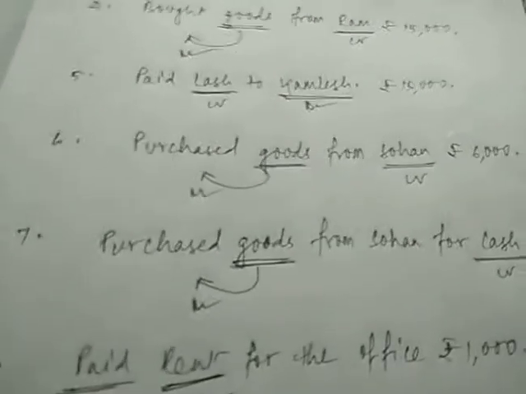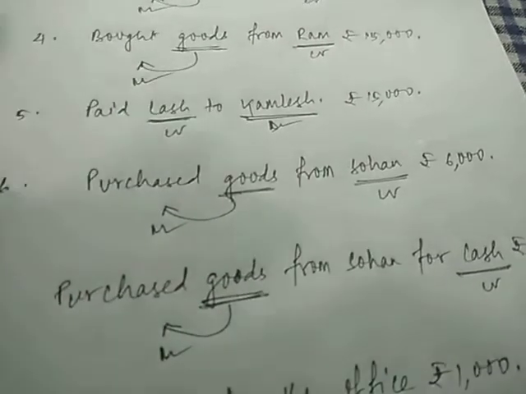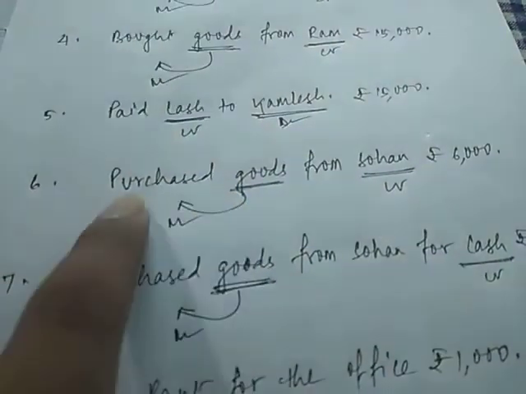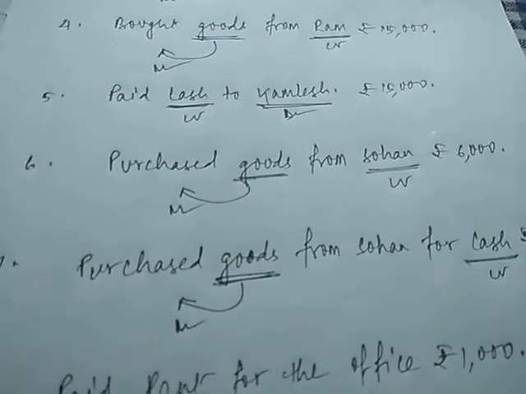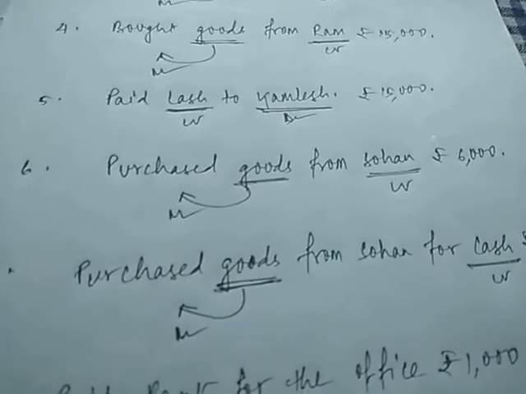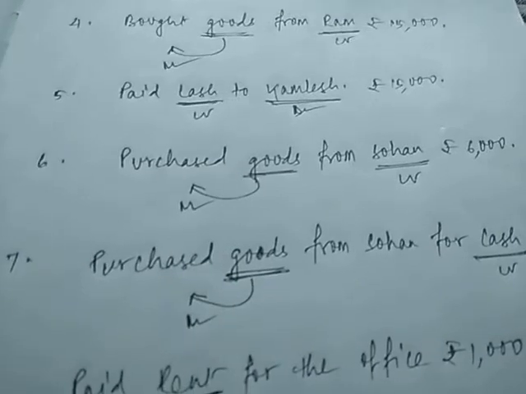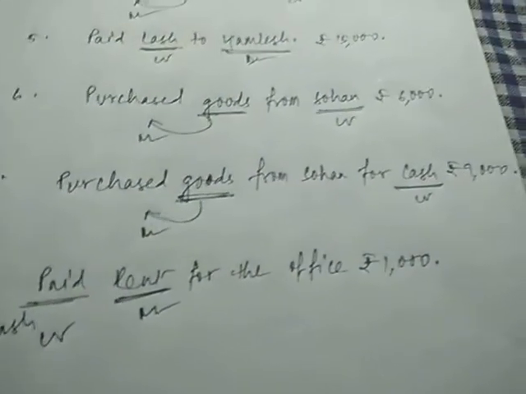In number 6, purchase goods from Sohan rupees 6,000. Same thing that we have seen earlier also. Purchase goods from Sohan. We have purchased goods, so we won't write goods, we'll write purchase on the debit side. And we have not paid cash here also. We have purchased goods from Sohan. So Sohan has supplied the goods, Sohan has provided the goods, so the giver will always be credit, so Sohan is credit.